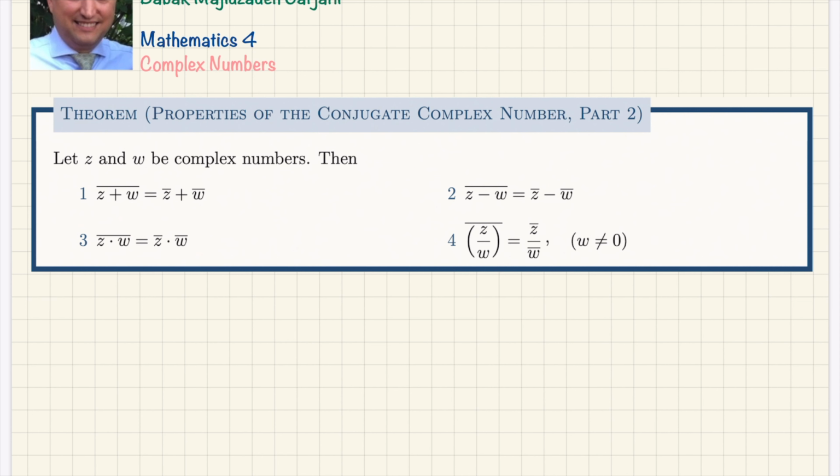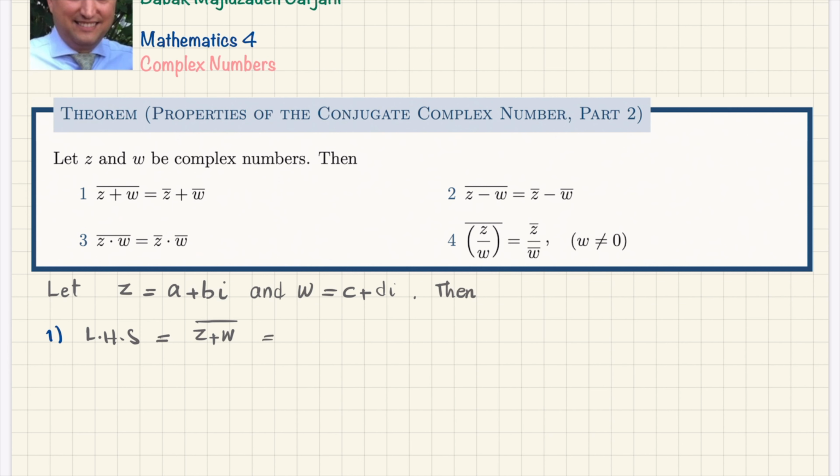So let us do this for all parts. I would say let z be equal to a plus bi, and w be, for example, c plus di. Then we start different parts now. Number one. Okay, so let us start from the left-hand side of that. So this becomes equal to, let me write everything, the conjugate of z plus w.